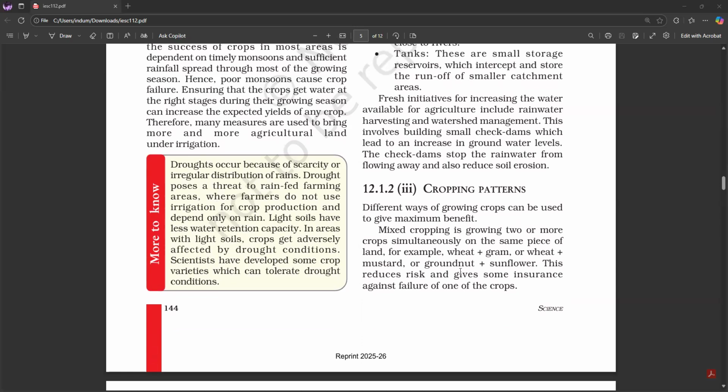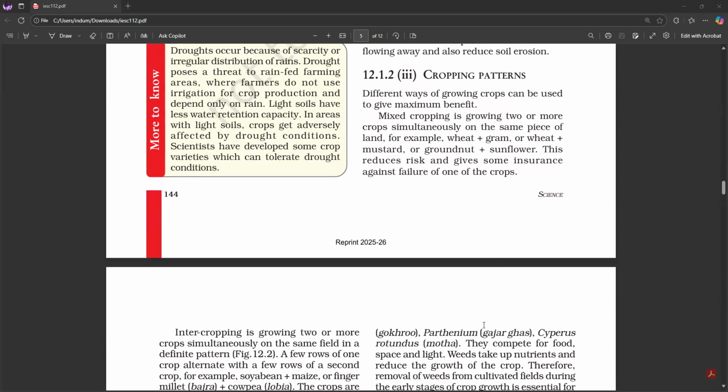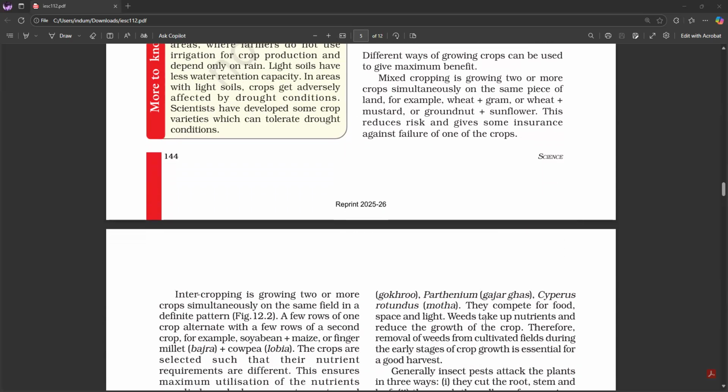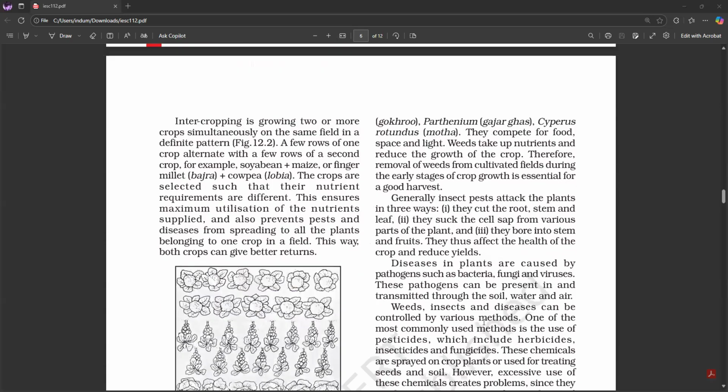12.1.2 Cropping Patterns. Different ways of growing crops can be used to give maximum benefit. Mixed cropping is growing two or more crops simultaneously on the same piece of land. For example, wheat plus gram, or wheat plus mustard, or groundnut plus sunflower. This reduces risk and gives some insurance against failure of one of the crops.